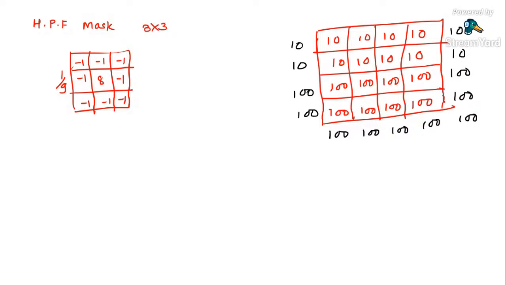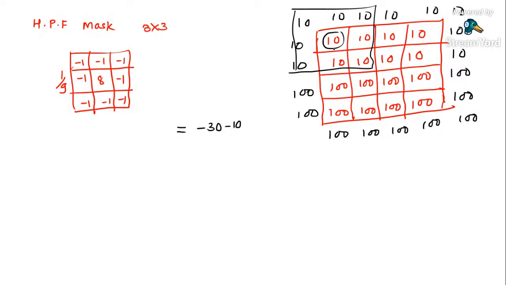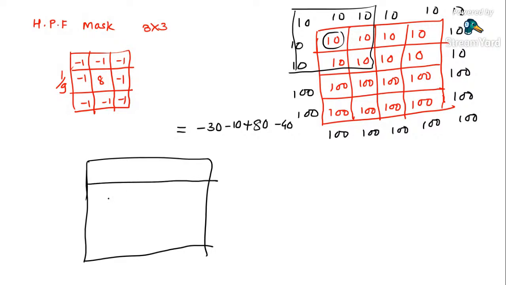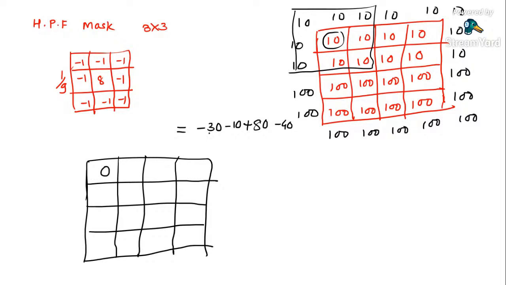10, 10, 10, 10, 10, 10, 10, and 10. This is the first value, so I will have the mask like this. What is the answer for this one? The minus values multiplied give -10, -10, -10, -30, this is -10, then 8 into 10 is 80. 80 minus 40 is 40, so 30, 40, 40, 80 get cancelled. So the answer for the first value will be 0. Next, if you apply it to the next one, again it will become 0, 0, 0.